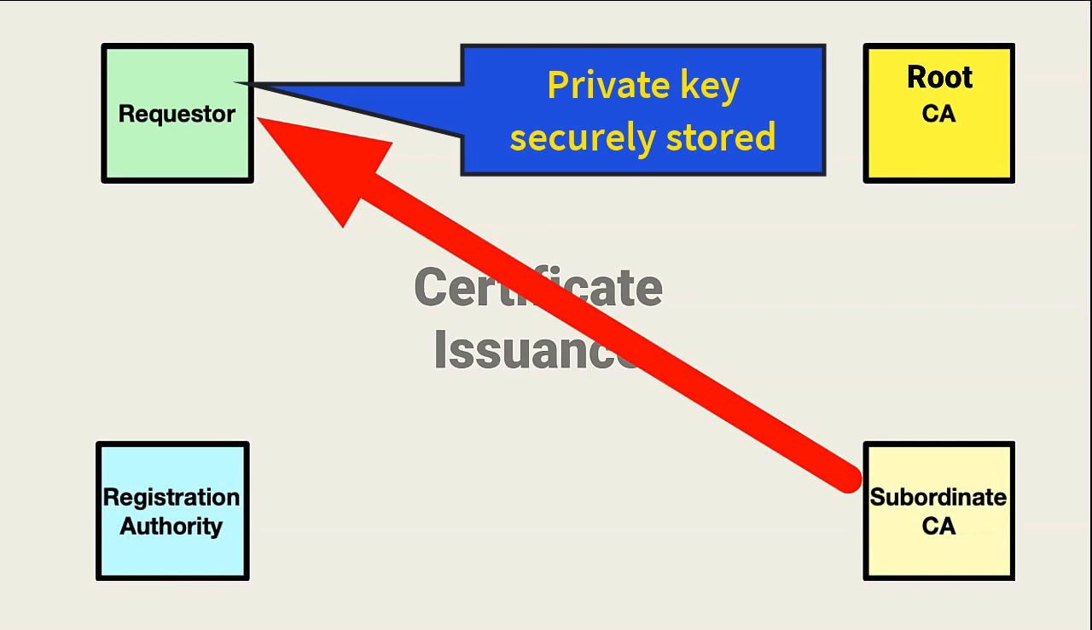If the key pair is generated on the requester's system, it is secured immediately after. If the private key is generated at the CA site, the private key must be securely sent to the requester.